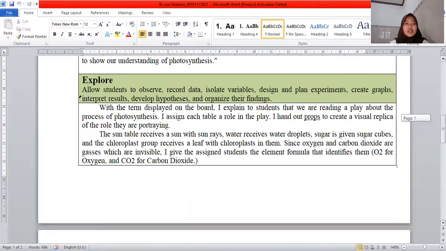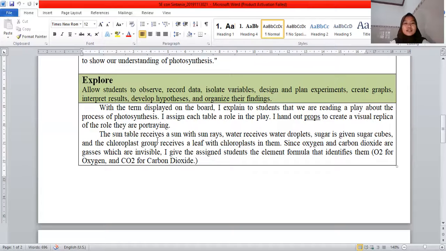Next, to explore, allow students to observe, record data, isolate variables, design and plan experiments, create graphs, interpret results, develop hypotheses, and organize their findings. With the term displayed on the board, I explain to students that we are reading a play about the process of photosynthesis. I assign each table a role in the play. I hand out props to create a visual replica of the role they are portraying.